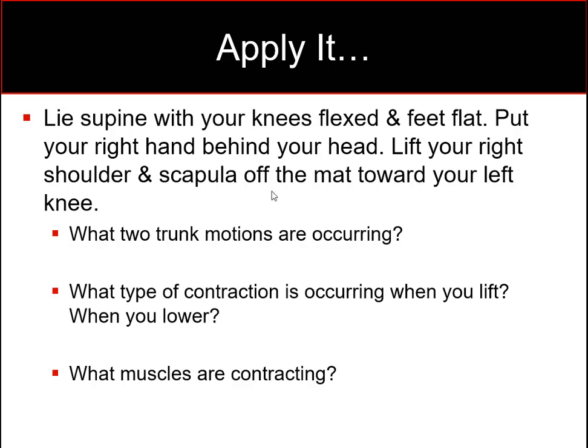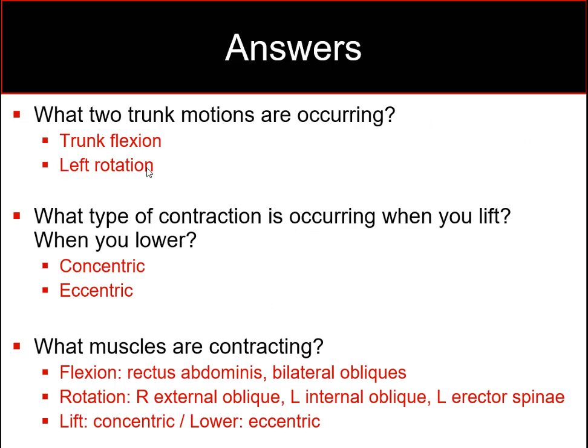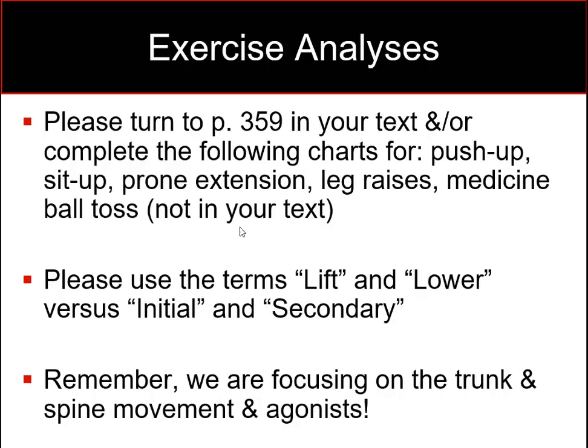I'm sorry, I said left. But you're bringing your right arm to your left knee. So I'm sorry, you had it reversed. So you bring your right arm to your left knee. So you're doing trunk flexion and left rotation. So I said left arm, but right arm. When you're contracting, you are doing concentric activity for the rotation, and then on the way back, you're doing eccentric.